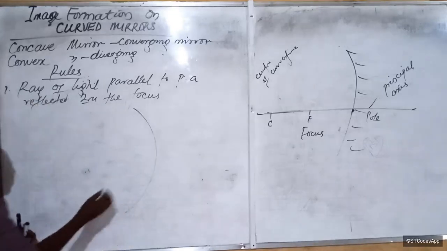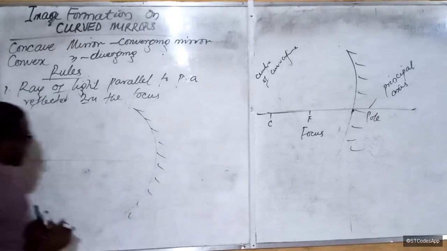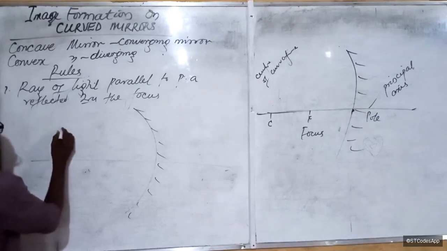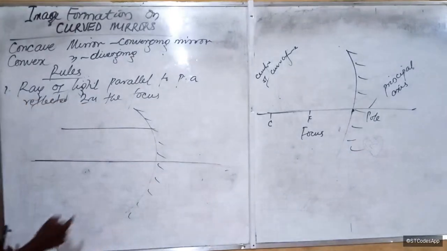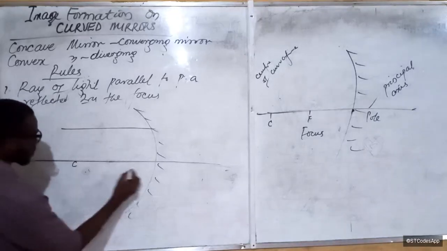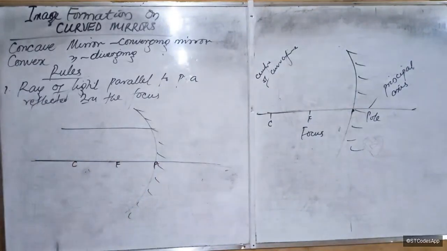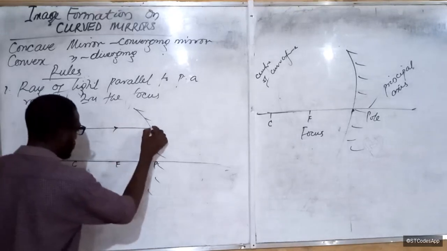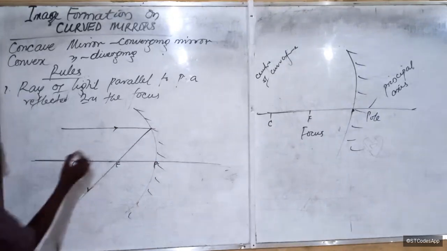If I have my concave mirror like this, and a ray of light is drawn such that it is parallel to this principal axis, by the time it is reflected, if this is our center of curvature, this is P, and this is the focus, this is our incident ray, it will be reflected through the focus.